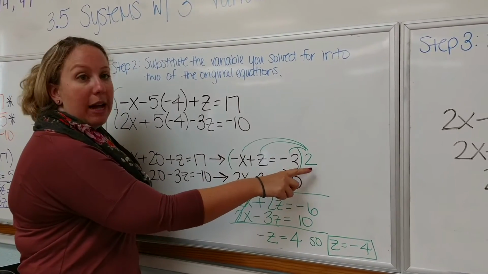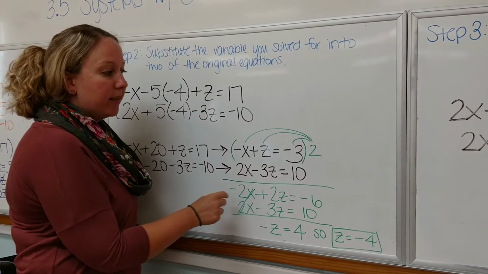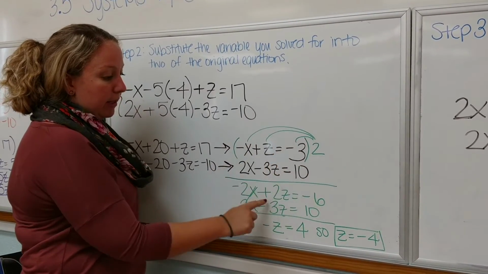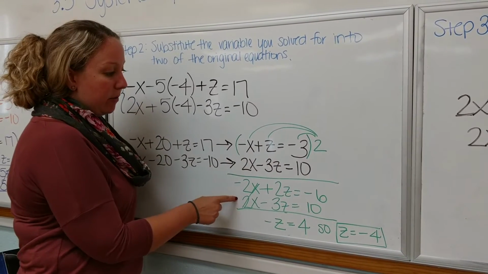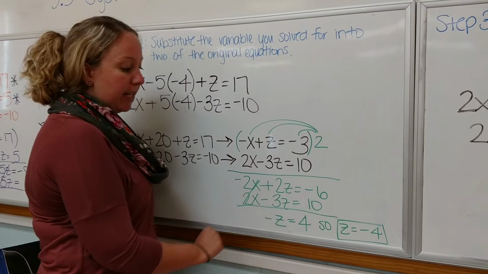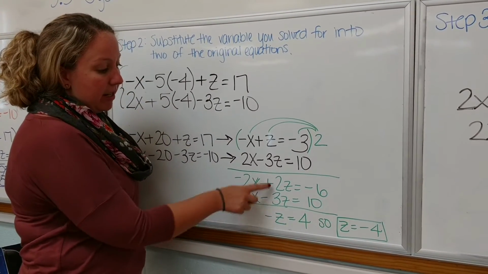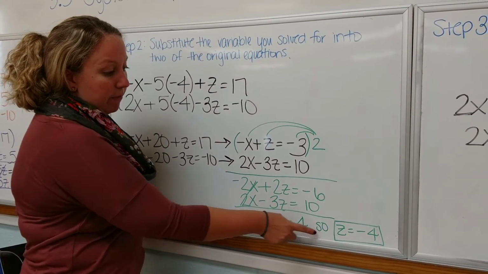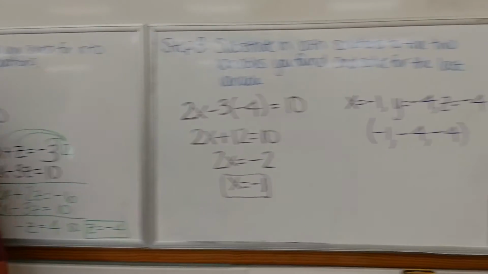I'm then going to multiply my top equation here by 2 so that my x terms will cancel out. So multiplying by 2, I have negative 2x plus 2z equals negative 6. And I rewrite my second equation, 2x minus 3z equals 10. Like I said before, my x terms will cancel out. I add down, so I get negative z equals 4. So z is going to equal negative 4. And that's my second variable to solve for.